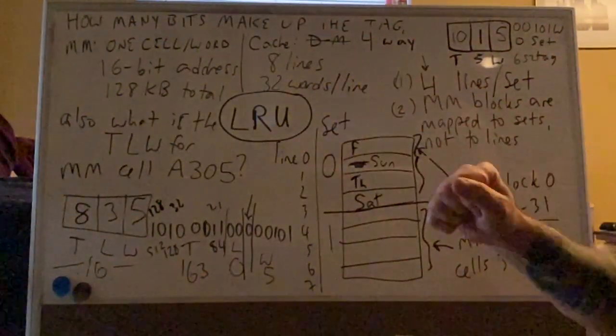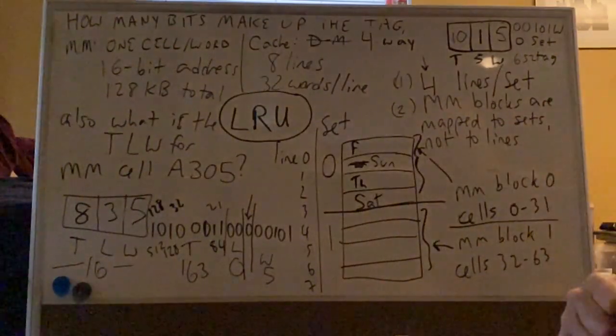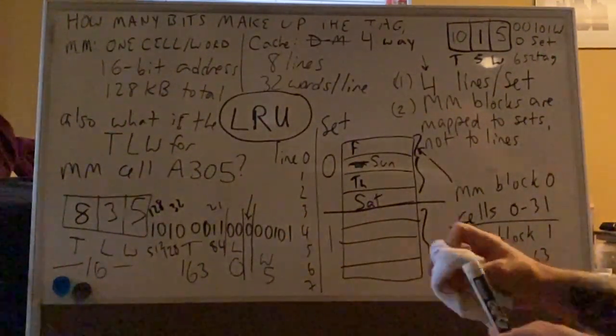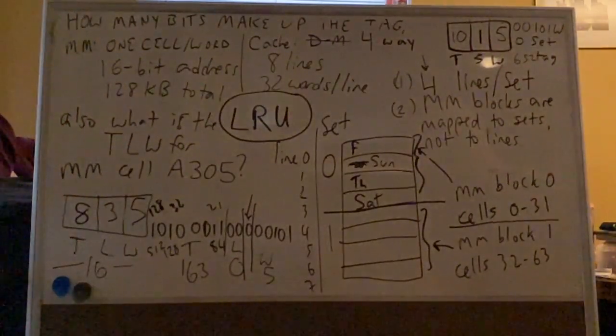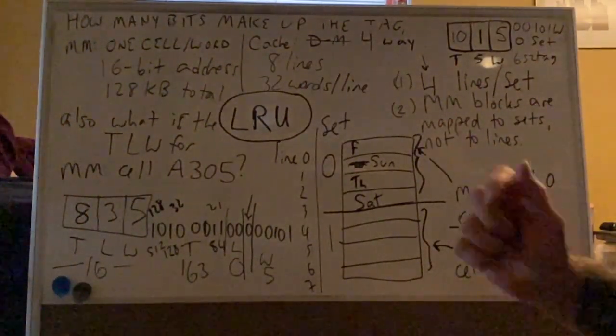So that's a good question we could have asked. That's the first introduction to set associative cache. I'm going to stop the video and make another one for a 2-way set associative cache that starts like this.